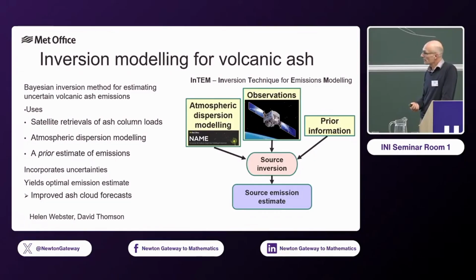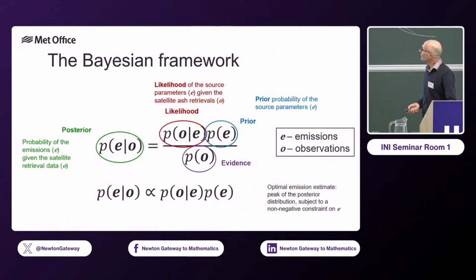So one thing we've done is use Bayesian methods to reconstruct the source, to determine how much is released and at what height. Most of you are probably familiar with Bayes' equation. What we're aiming for here is to estimate the posterior, which is proportional to the likelihood and a prior. In this case, we don't take the evidence into account. The evidence is very expensive to compute, and it's not changing.